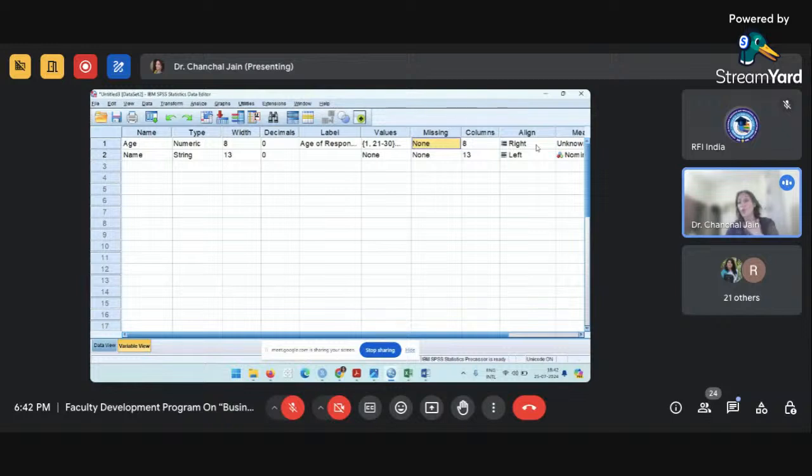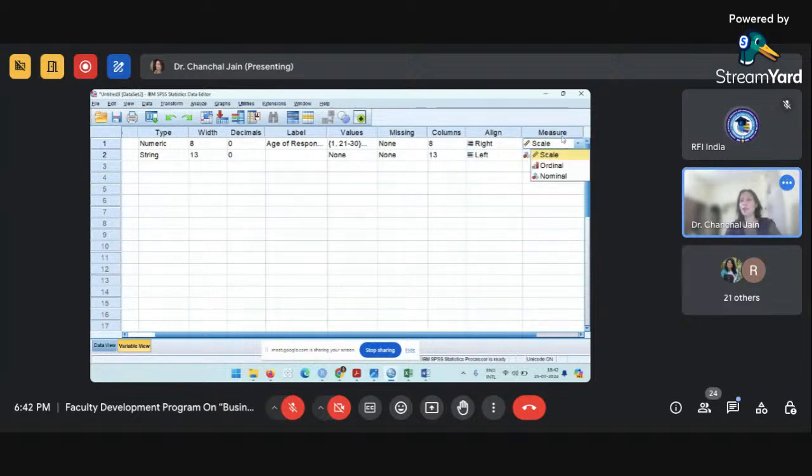Alignment, I think we all know, we all are working in Word and Excel, so alignment is generally of 3 types: right, middle and left. By default for numeric it comes as right, for the string or the character data it comes as left. But if you want to make any changes, you can click here and make the changes according to your requirement. Next one is the measurement.